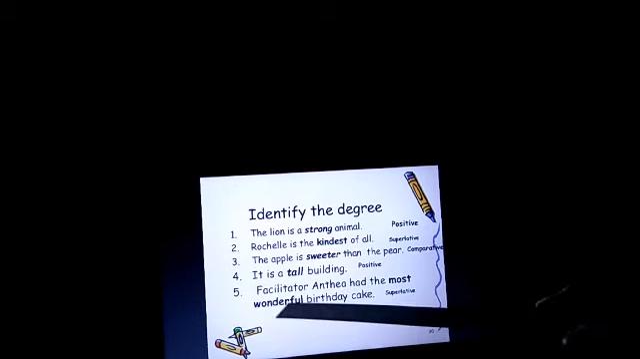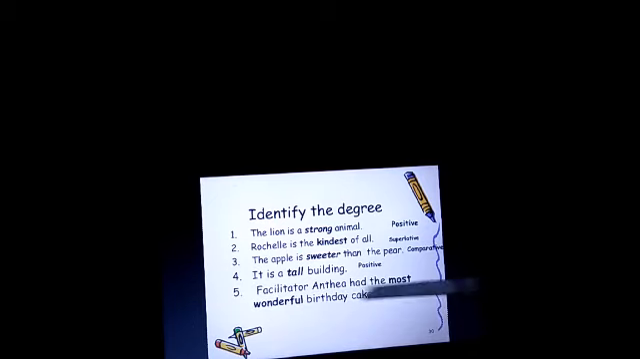Number five. Facilitator Anthe had the most wonderful birthday cake. Superlative. Why is it superlative? Because the is used, most is used, because it is a big word. As we read earlier, before a big word we use more or most. More is used for comparative and most is used for superlative. So the most wonderful is the sign of superlative degree.